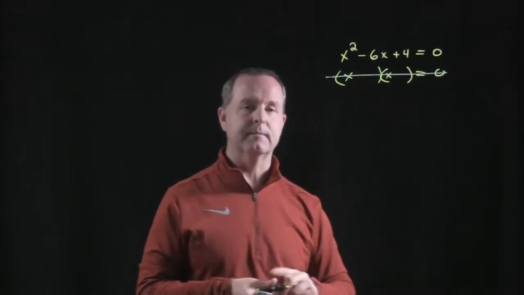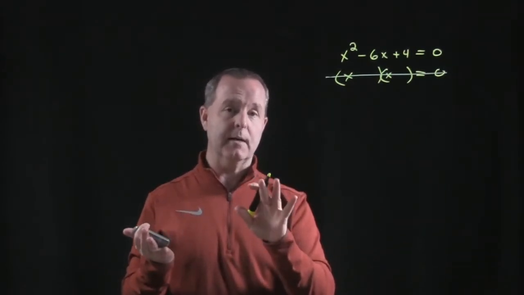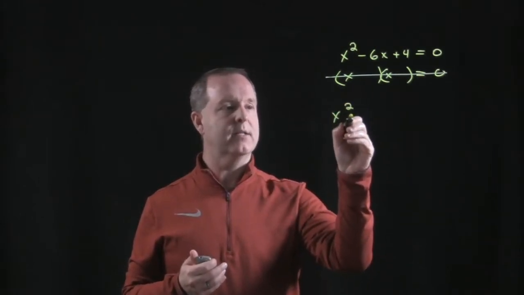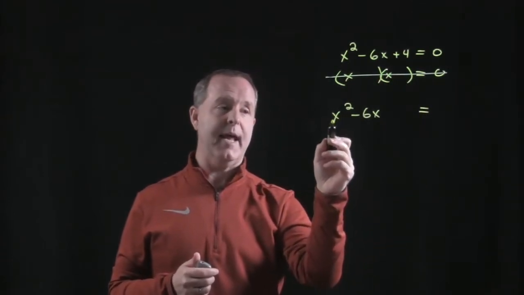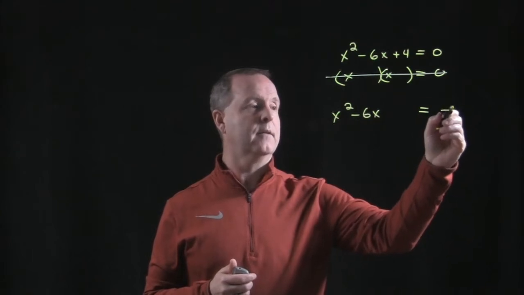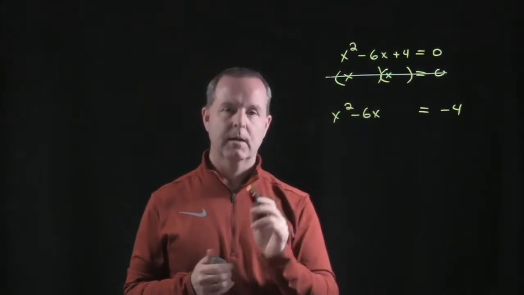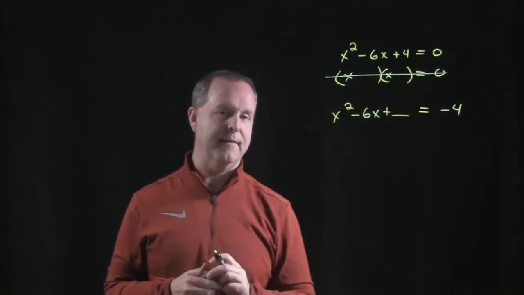Our method, in order to solve it, is to help set it up by learning to complete the square. And to complete the square, it's always easiest to set up just the x terms on one side and the constants on the other. To do that, I'm going to subtract 4 from both sides. So now my goal is I'm looking for this magic number right there.